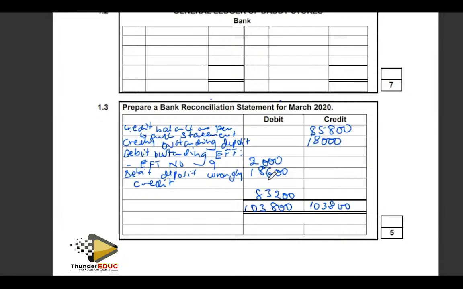So remember, we always put it on the side which is smaller, okay, to balance off the account. So how do we call this? It's going to be a credit balance, a debit balance as per banker statement. So this is going to be a debit balance.